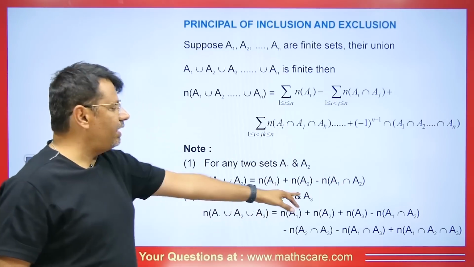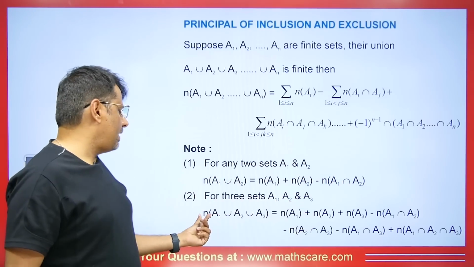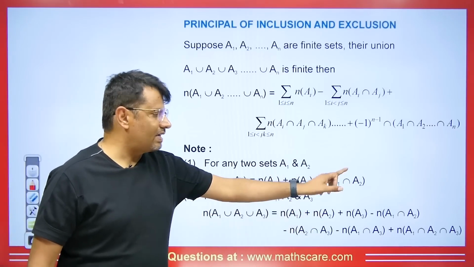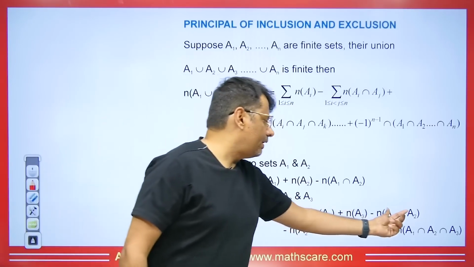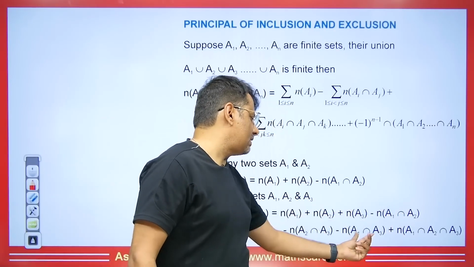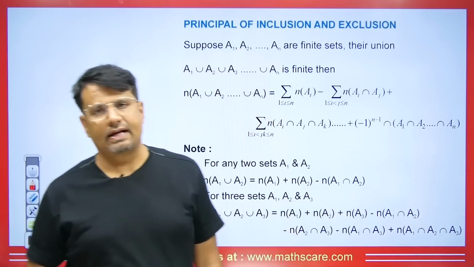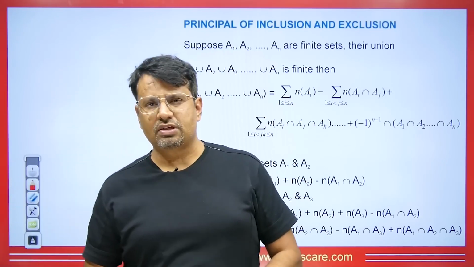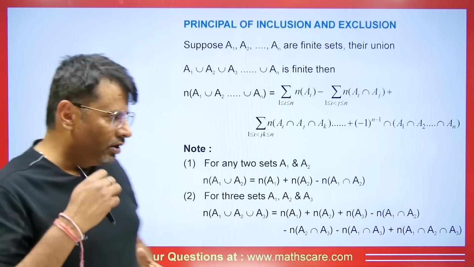For 3 sets, it becomes n(A1 union A2 union A3) is equal to n(A1) plus n(A2) plus n(A3) minus the pairwise intersections, plus the intersection of all three. The proof of this is straightforward and we can understand it easily. Though such proofs aren't always asked in exams, they form the basis of many common questions in exams. Now let's dive into a problem.